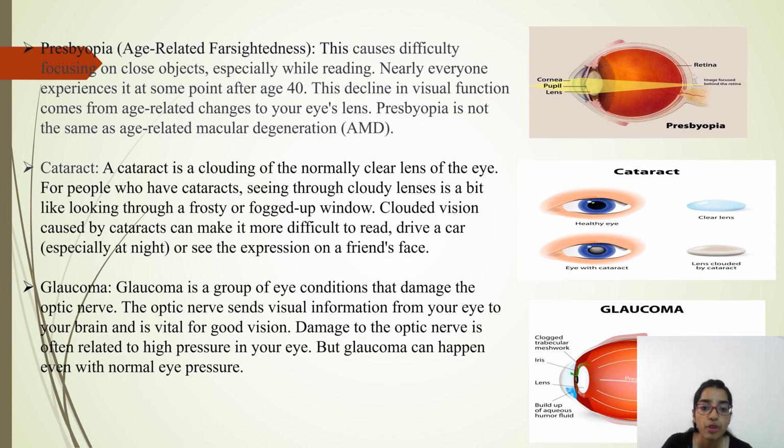Glaucoma is a group of eye conditions that damage the optic nerve. The optic nerve sends visual information from your eye to your brain and is vital for good vision. Damage to the optic nerve is often related to high pressure in your eye. But glaucoma can happen even with normal eye pressure. So these are the diseases of the eye.